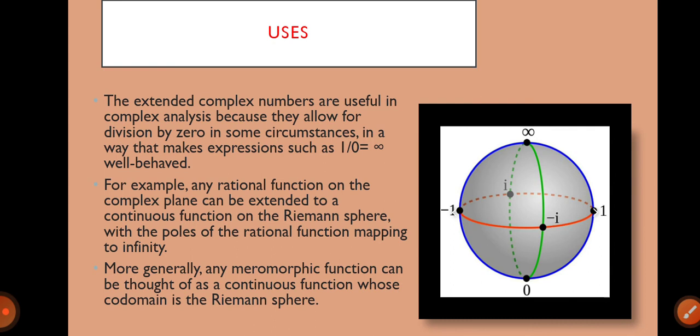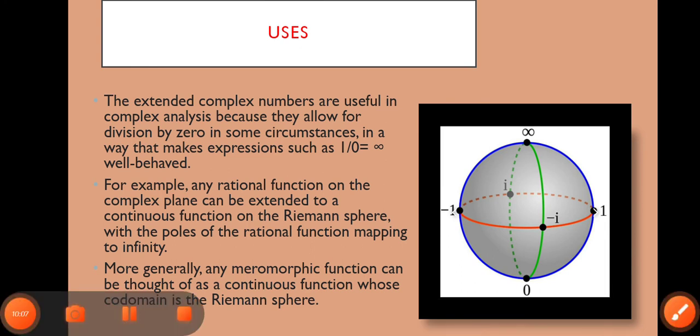Now, what is a meromorphic function? A meromorphic function on an open subset D of the complex plane is a function that is holomorphic on all of D except for a set of isolated points, which are poles of the function. Every meromorphic function on D can be expressed as the ratio between two holomorphic functions.